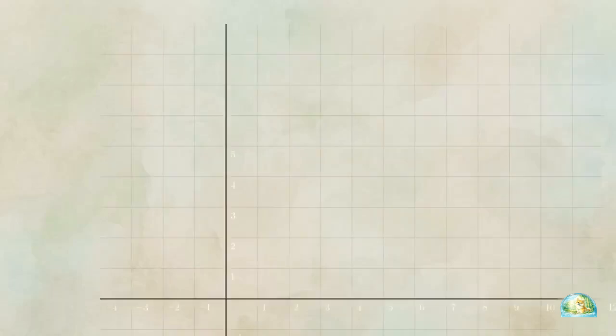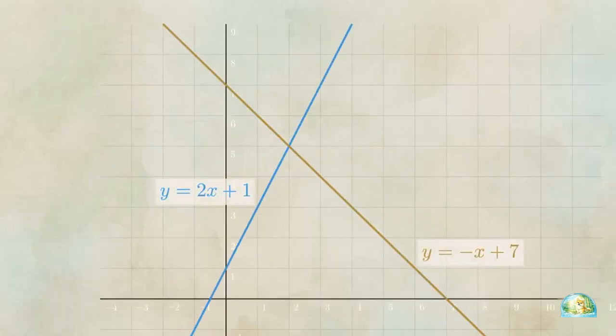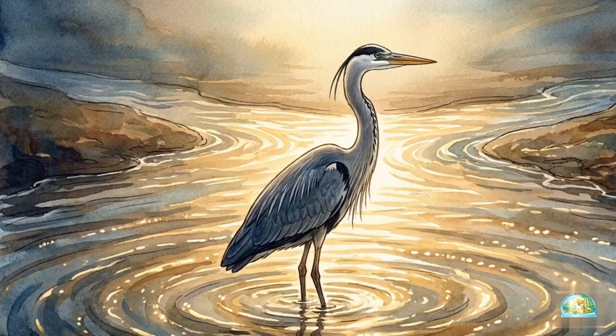Sometimes we want to estimate where paths intersect before we dive into the algebra. This graph plots two new intersecting rivers for our heron, the lines y equals 2x plus 1 and y equals negative x plus 7. We can look closely at the exact spot where these two lines cross. Tracking down to the x-axis gives us 2, and looking across to the y-axis gives us 5. A graph gives us a quick visual estimate of a system solution, which we can always verify later with algebraic steps.